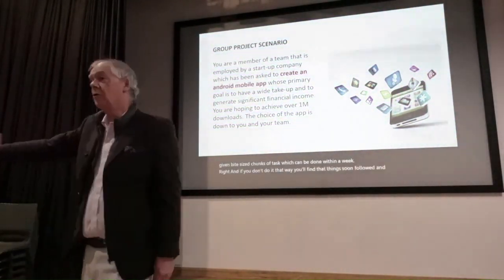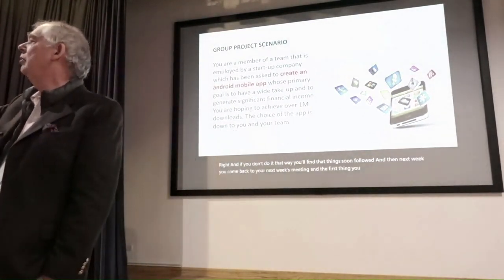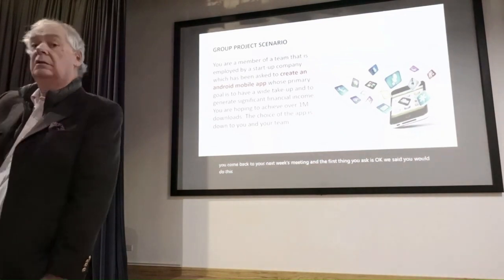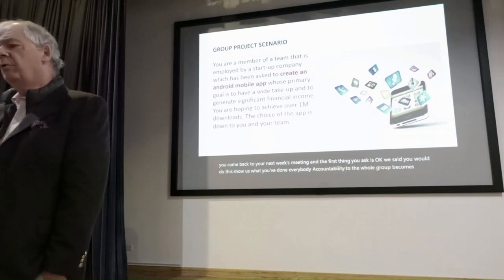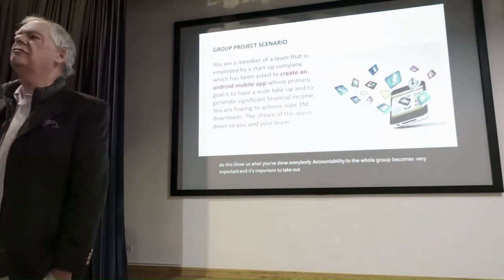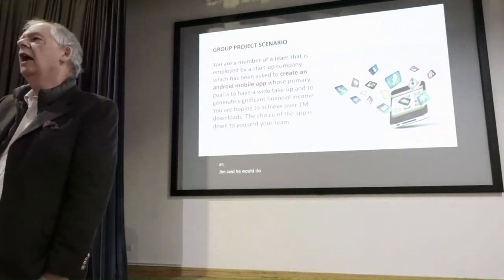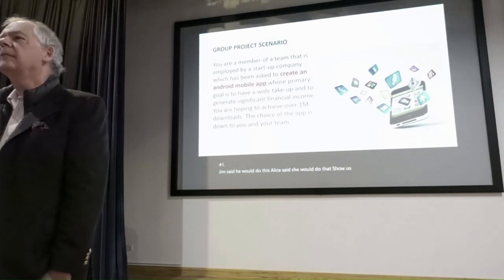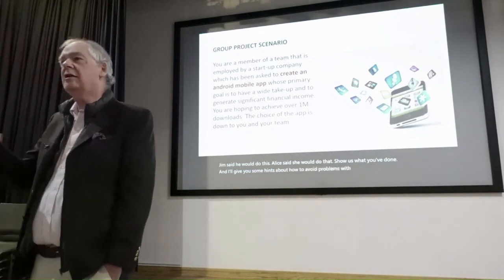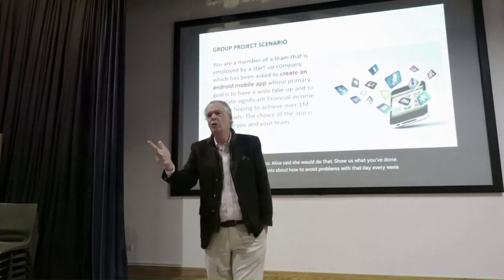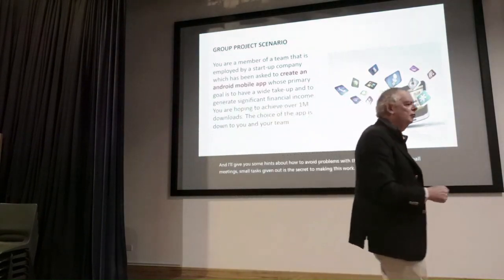Then next week, you come back to your next week's meeting, and the first thing you ask is, okay, we said you would do this and this. Show us what you've done. Accountability to the whole group becomes very important. It's important to take out your action points and read them out. Number 1, Jim said he would do this. Alice said she would do that. Show us what you've done. And I'll give you some hints about how to avoid problems with that later on. Every week, formal meetings, small tasks given out is the secret to making this work. Checking in each week.